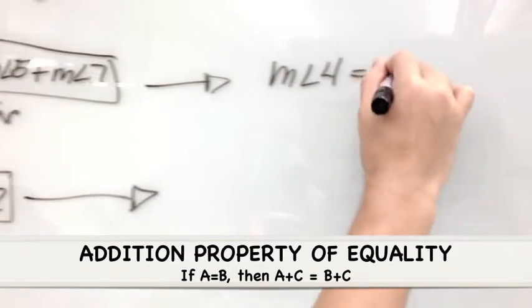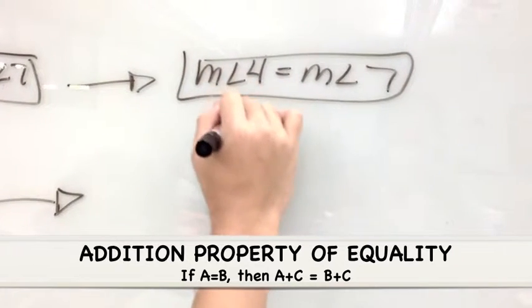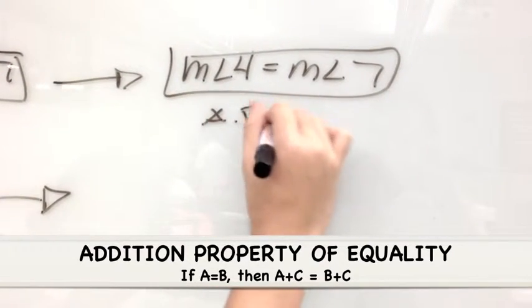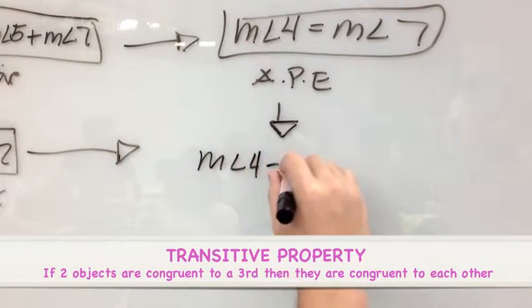This is addition property of equality, where if A equals B, then A plus C equals B plus C. Measure of angle 4 equals measure of angle 12.